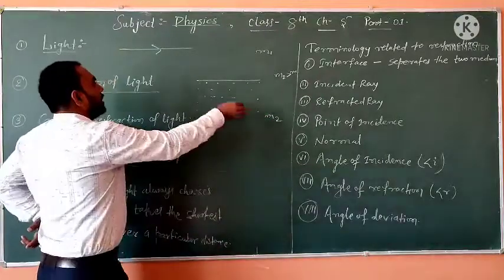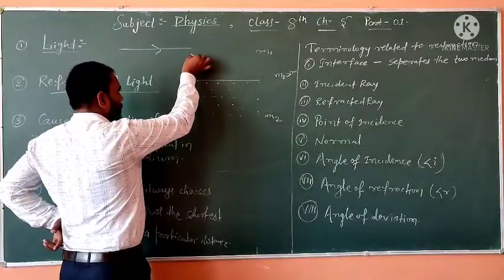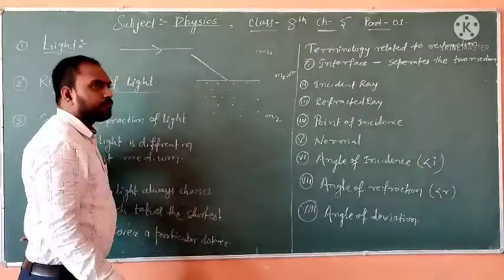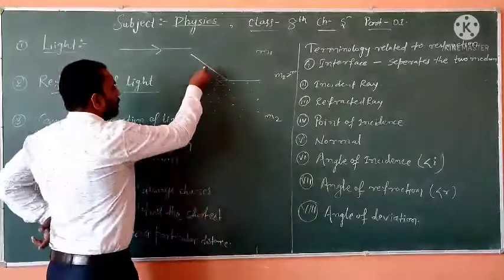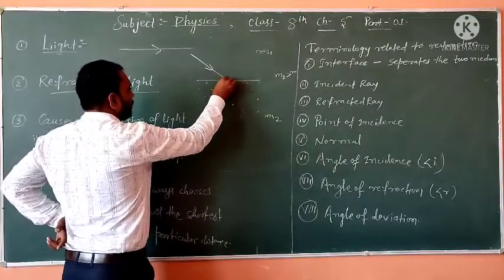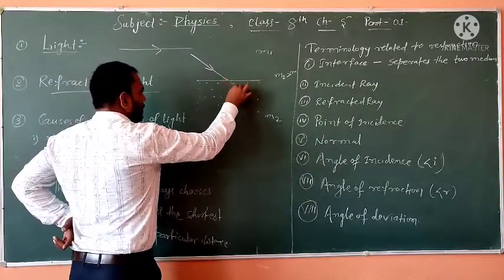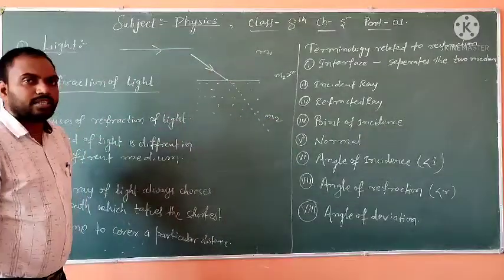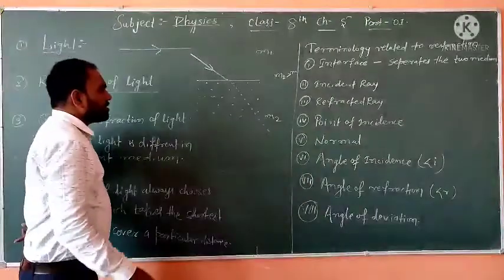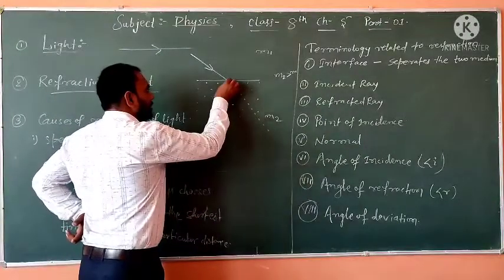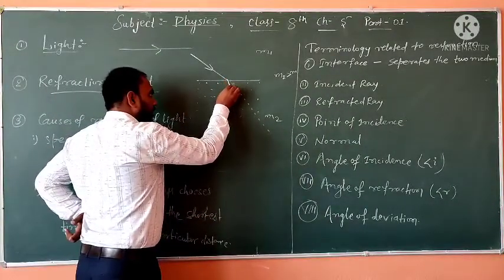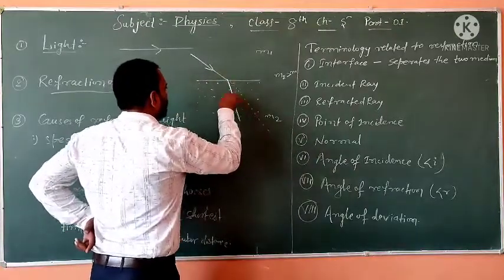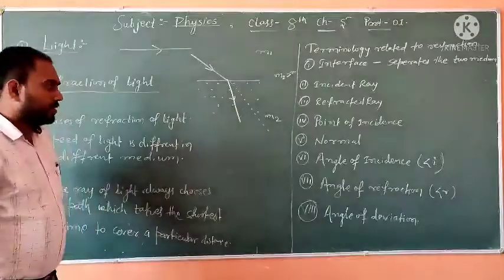When light falls on the interface of change of media, it should always travel in a straight line, as we know that light travels in a straight line. But this does not happen. Light changes its path. This bending phenomenon is called refraction of light.